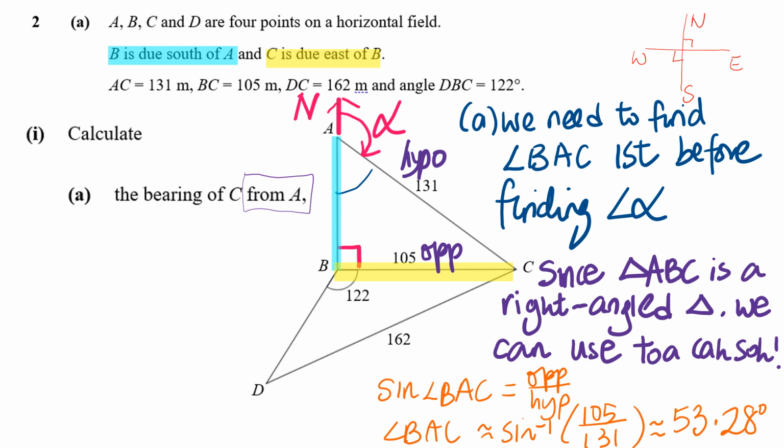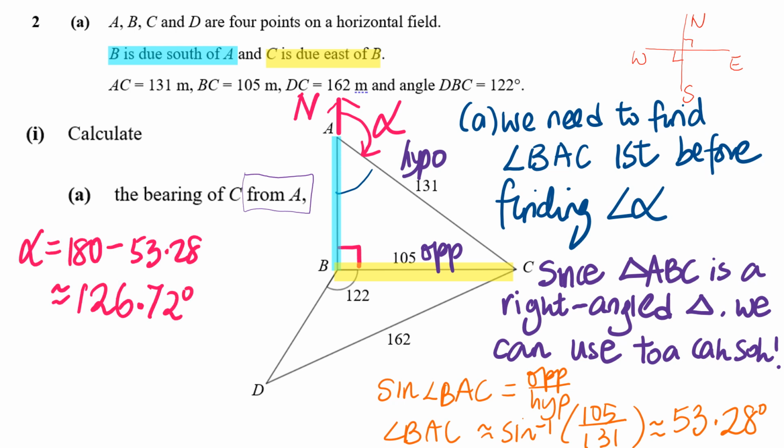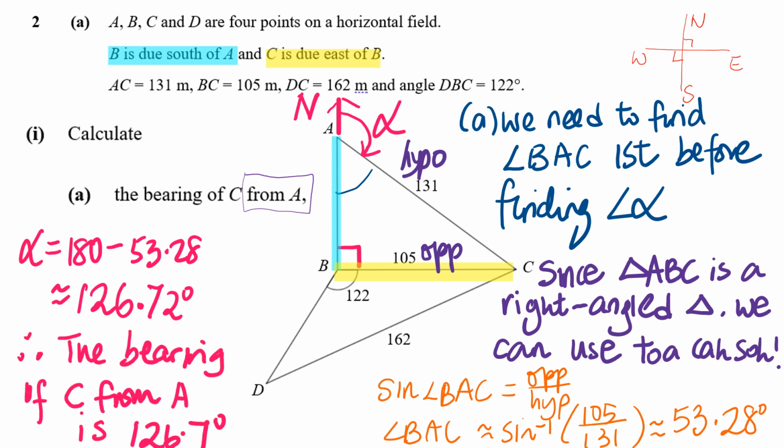All right, so your angle BAC will be sine inverse of your ratio 105 over 131, and that will give you 53.28 degrees. We leave it to 2 decimal places because we will be using this answer to find alpha. Right, so therefore alpha would just be 180 degrees minus 53.28, and that gives you 126.72. So therefore your bearing will be 3 digits to 1 decimal place, so that will be 126.7 degrees. Okay, so this part here is relatively easy. Let's look at the next part.